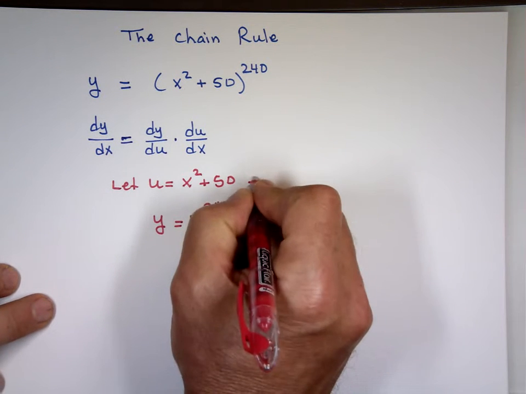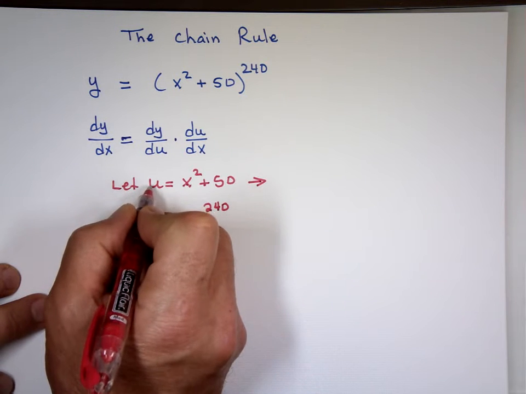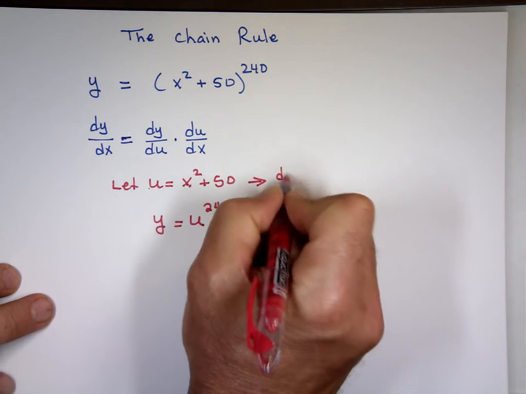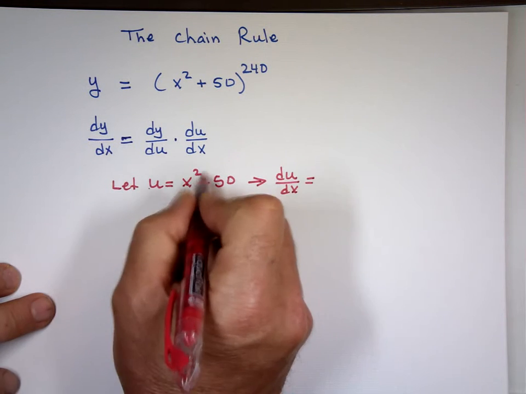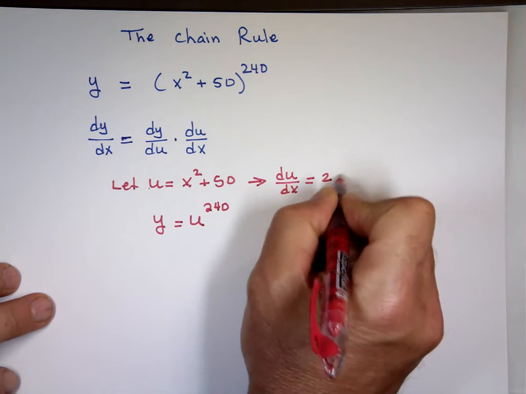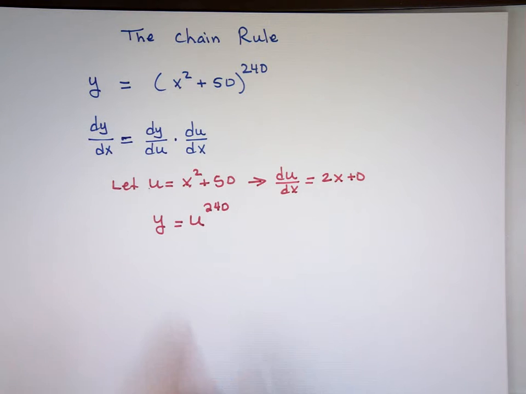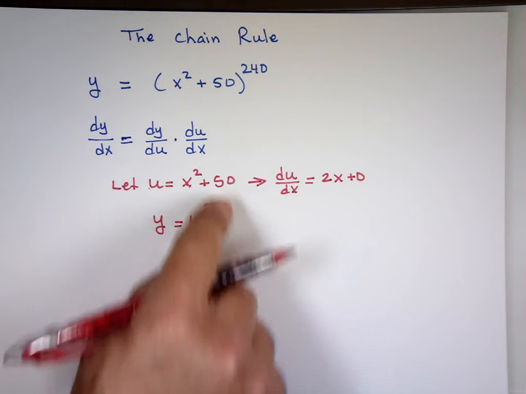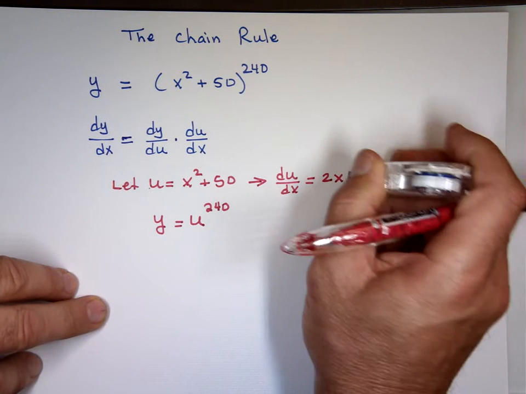To take the derivative of this is now called du/dx, because u is not a y here, it's a u. The derivative of this is du/dx. And what's the derivative of x squared plus 50? Isn't that 2x plus 0, which is 2x? The derivative of x squared is 2x. The derivative of 50 is 0. So I don't need the 0 there. I can take it out.